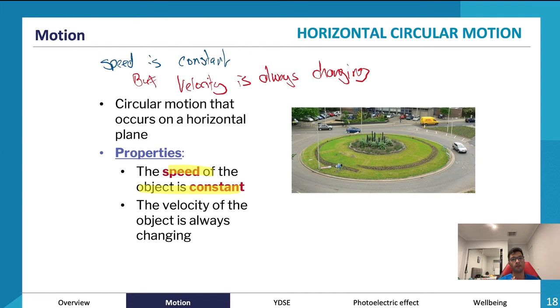It's a very common multi-choice question when you're given a scenario and it asks what is the speed and what is the velocity. In such cases, you want to remember that speed is always constant, velocity is always changing.